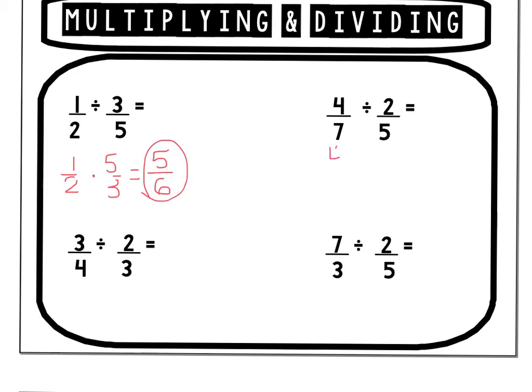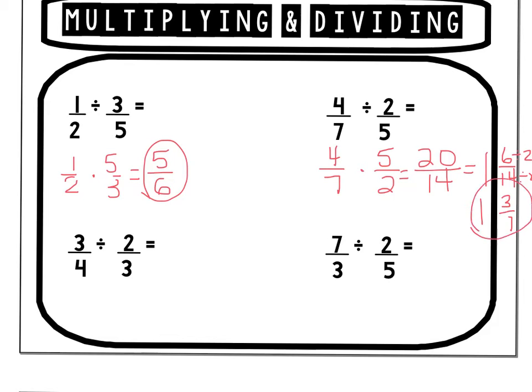So on the second one, I'm going to flip the second and multiply. Top times top, bottom times bottom, and then I can reduce. 14 goes into 20 once with 6 leftovers, and we can still reduce from there. 1 and 3/7.